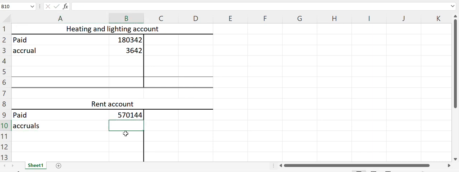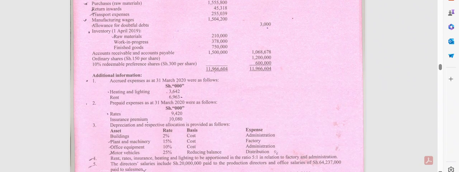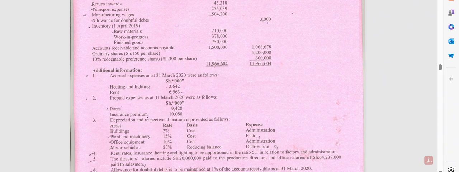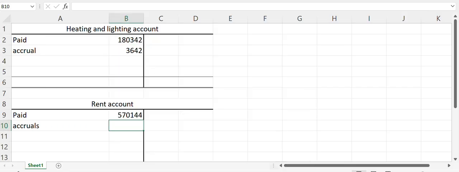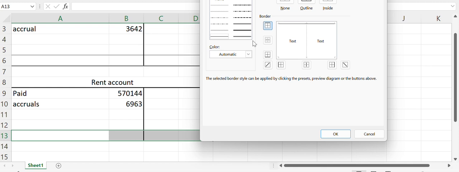So remember what we said about accruals. The information in the note is that we have accrual for rent of 69.63. So we come here, we add 69.63. We are going to balance that shortly. So we proceed.